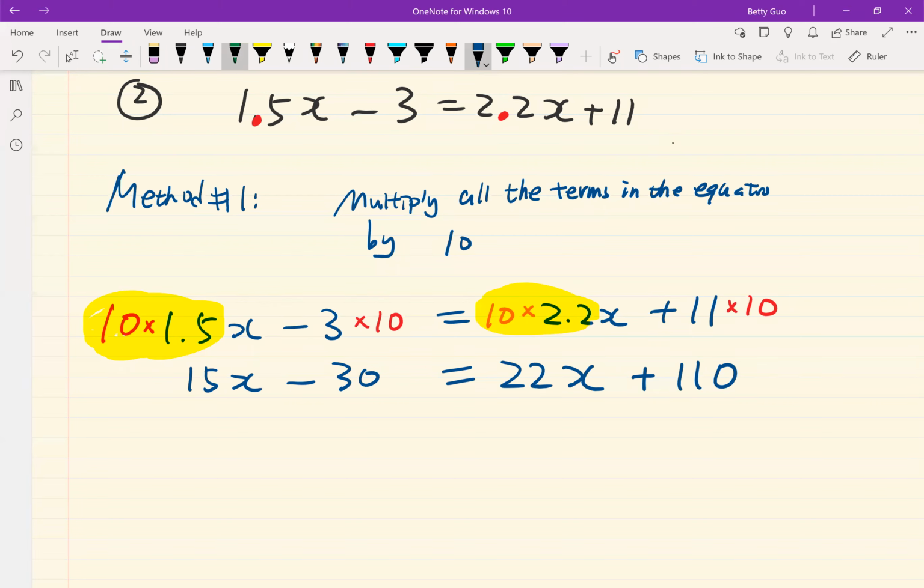Okay, now let me color them. Blue, this is green, this is purple, this is orange. 4 terms, I believe you see that. Do you see the blue and the green? They are like terms, variable terms, right? Yeah, they are going to go to the left. Green and blue go to the left. Orange and the purple are going to go to the right, right?